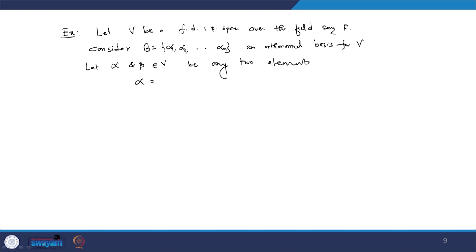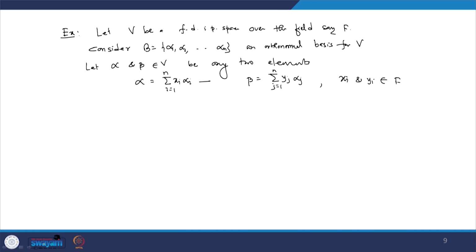So, certainly alpha will have something like sigma x_i alpha_i, i equal to 1 to n. I will be able to express alpha as a linear combination of the basis elements of V. So, that is why I have x1, x2, xn, which will give me my vector alpha. Similarly, I will also have beta equal to sigma y_j alpha_j, j equal to 1 to n, where x_i and y_i belong to F.